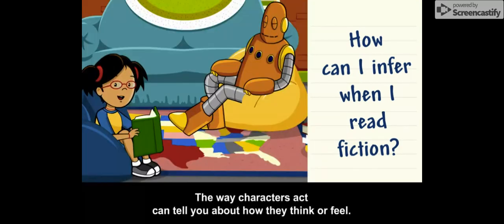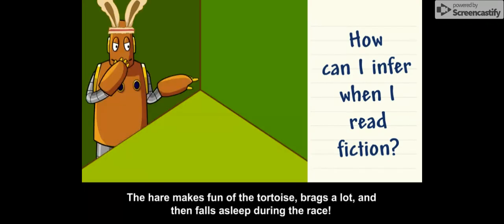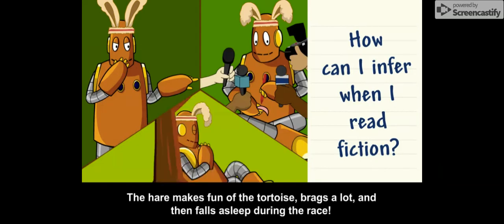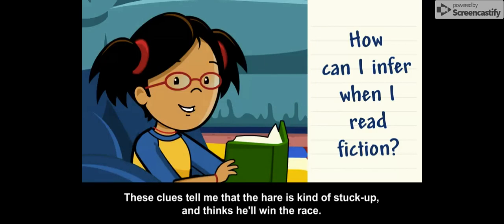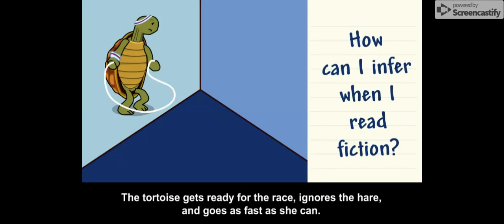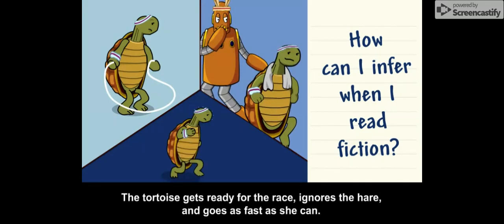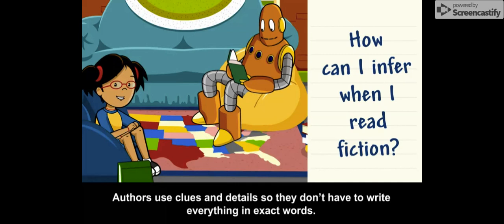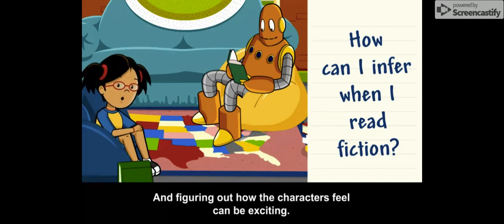The way characters act can tell you about how they think or feel. The hare makes fun of the tortoise, brags a lot, and then falls asleep during the race. These clues tell me that the hare is kind of stuck up and thinks he'll win the race. The tortoise gets ready for the race, ignores the hare, and goes as fast as she can. These clues tell me that the tortoise is really determined. Authors use clues and details so they don't have to write everything in exact words, and figuring out how the characters feel can be exciting.